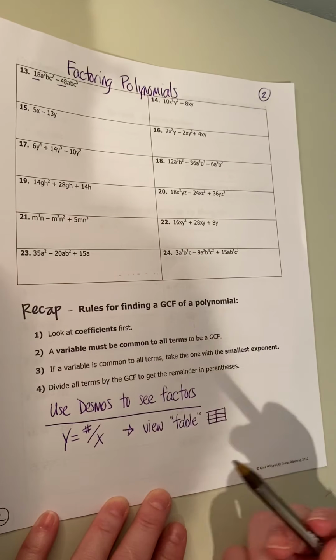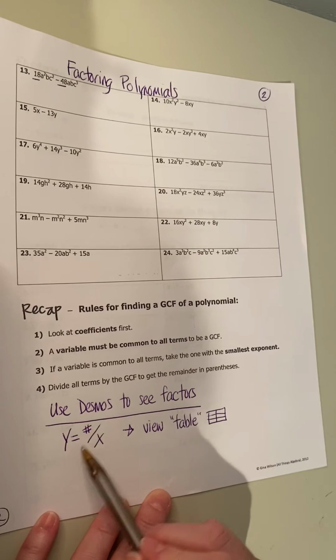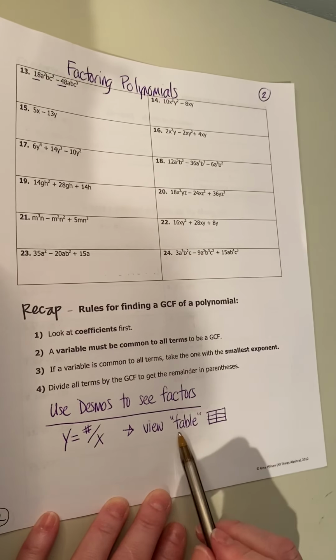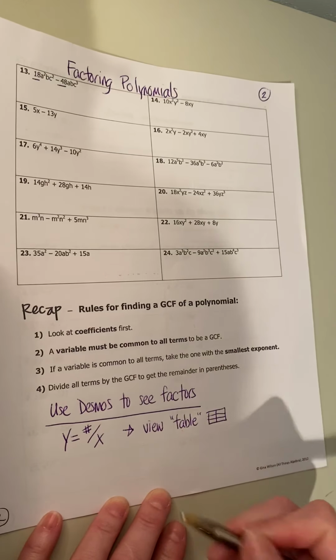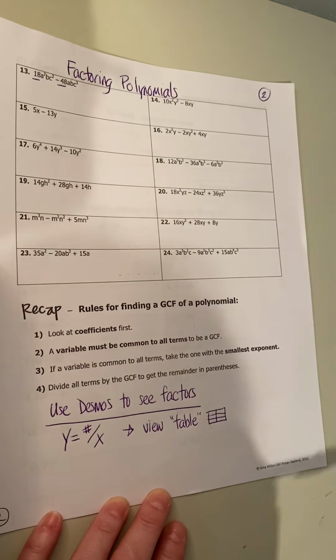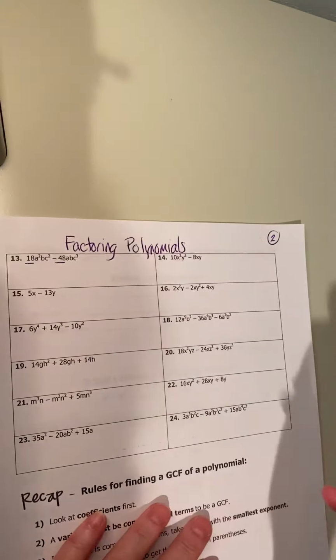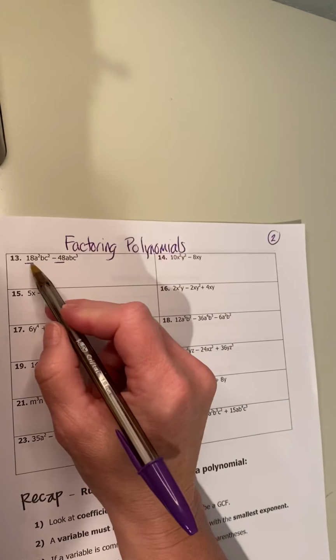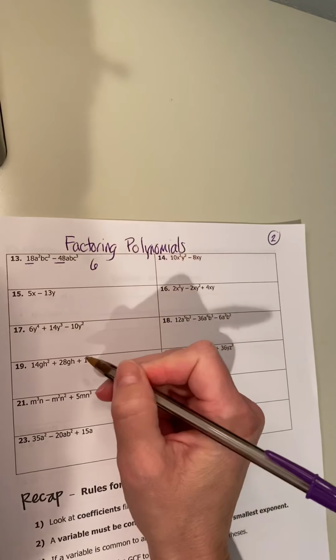I would look for the factors of 48. If you wanted to see the factors of 48, you'd say y equals 48 divided by x, and then make sure to view the table, and it would list all of the factors of 48. You want to find the largest factor that would be the same as a factor of 18. That's a common factor, and we want the greatest common factor. The greatest common factor between 18 and 48 is 6. So I'm going to write that down.